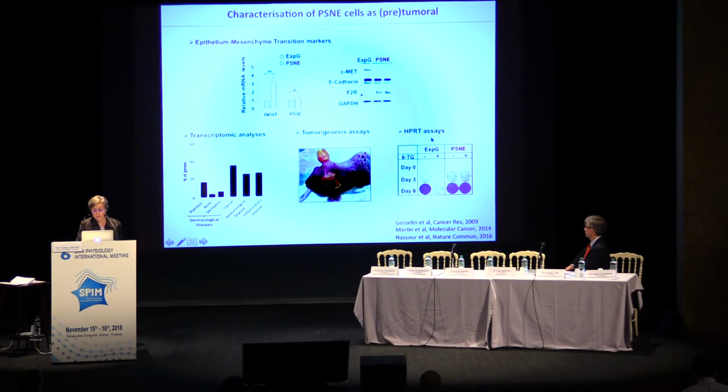And also, very importantly, we performed an HPRT assay to look whether these cells were mutated. When cells are not mutated, as normally growing keratinocytes, they are sensitive to the toxicity of 6-thioguanine, as you can see here. But the post-senescent emergent cells are resistant to the toxicity of 6-thioguanine. So we conclude that these cells are tumoral, or at least pre-tumoral.